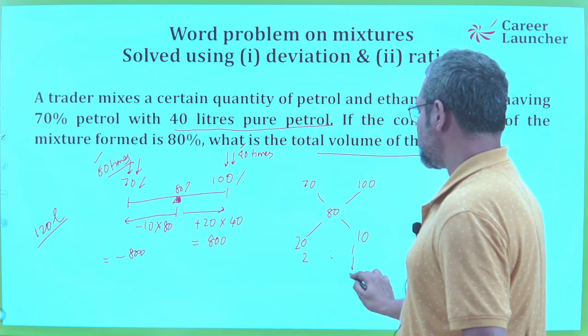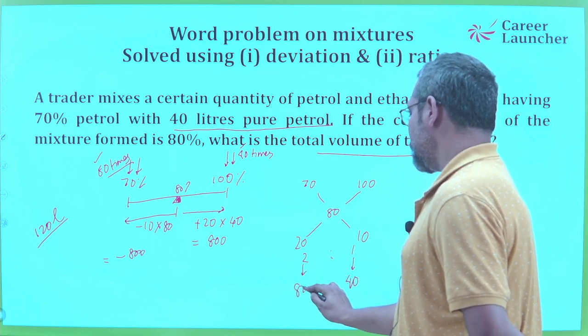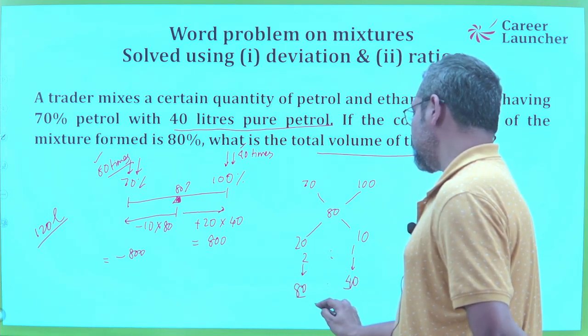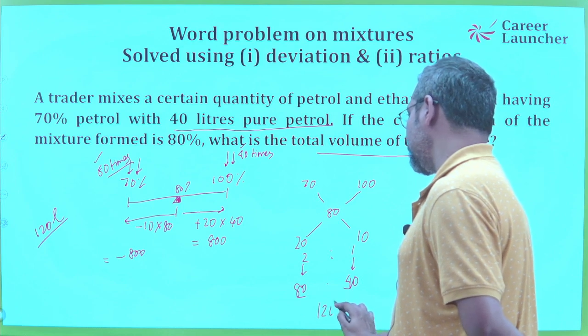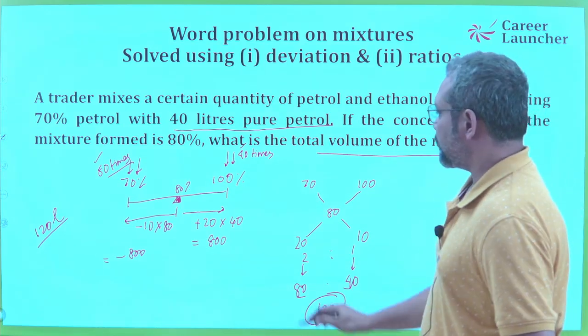We know that this is there 40. So to maintain 2:1, this has to be 80. So 80 and 40, that gives you the total 120. We have done it using the alligation method. Now we will do it with the ratio method.